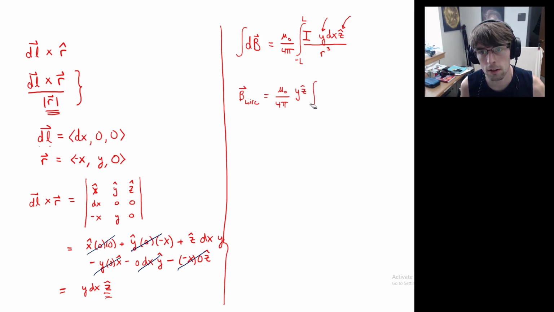And now I have the integral from negative L to L of dx divided by, and now I'll plug in the expression for the magnitude of r, x squared plus y squared to the 3/2. Take a minute, do the integration. Try your standard techniques.